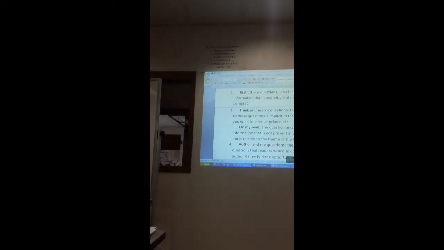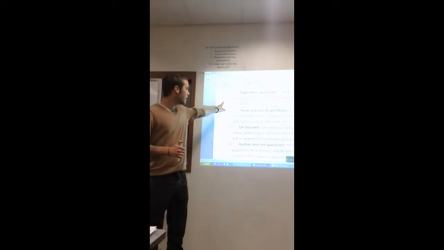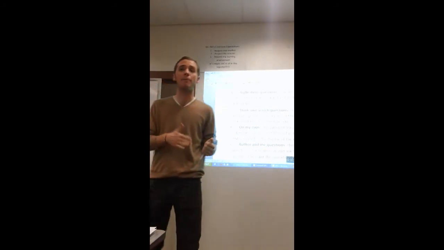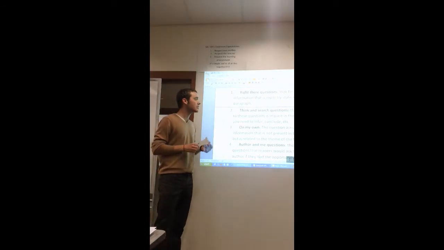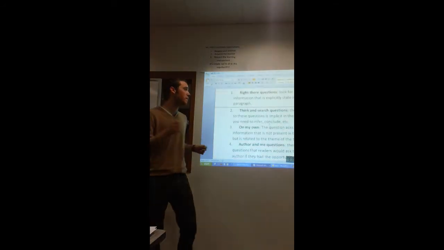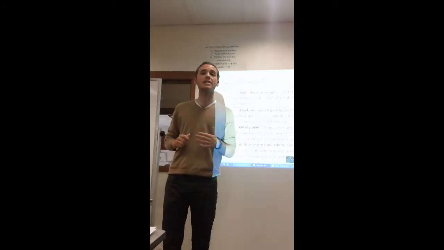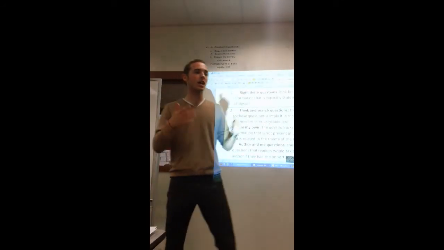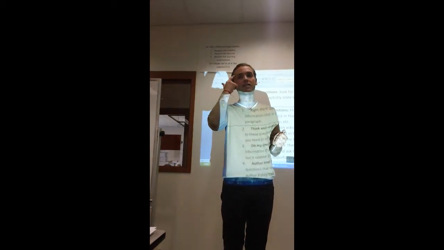Go. Lorraine, stop. So anyways, the right there questions look for information that is explicitly stated in the paragraph. So you can go into that paragraph and just find the answer, okay? The second kind, think and search questions. The answer to these questions is implicit in the text, so you need to infer or conclude. So those kinds of questions, you're asking a question, and when you look back at the paragraph, you're not going to know the exact answer. You're going to have to think for yourself and make your own conclusions, okay?